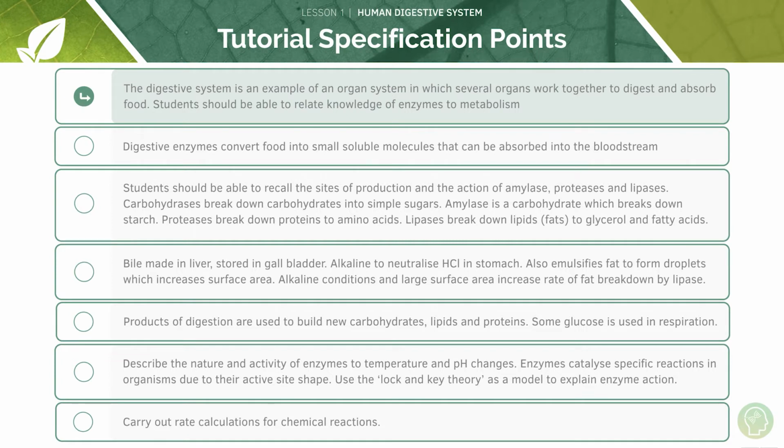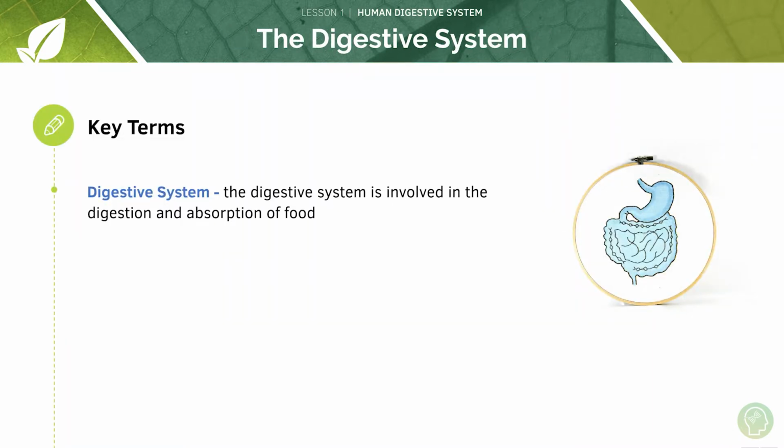So, remember from last session, we had a look into the definition of an organ system. Well, the digestive system is a really good example of an organ system, as several organs work together in order to digest and absorb food. So several organs work together in order to reach one function. So, the digestive system is involved in the digestion and absorption of food.